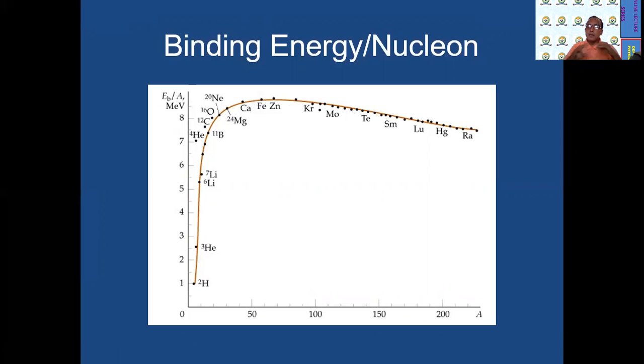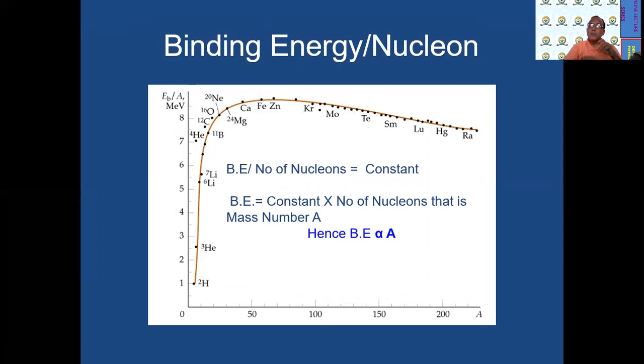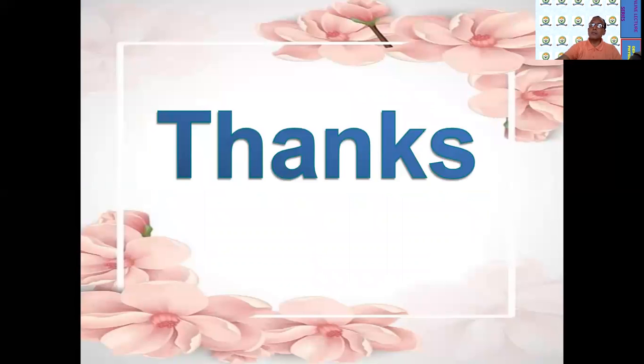From this we conclude that in the case of heavy nuclei, the binding energy per nucleon, that is binding energy divided by the total number of nucleons, is constant. Therefore, binding energy equals a constant times the number of nucleons. The number of nucleons is nothing but the mass number, denoted by the symbol A. Therefore we conclude from this equation that binding energy is directly proportional to the mass number A, isn't it? This is the dependence on the mass number, and with this we will stop here today.